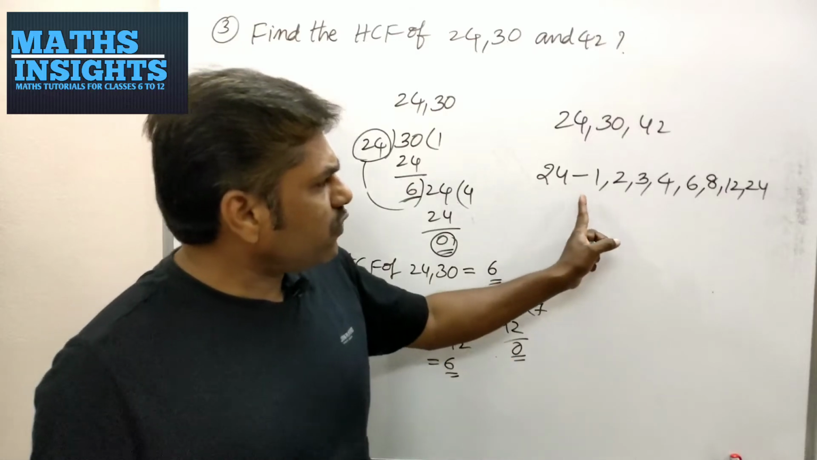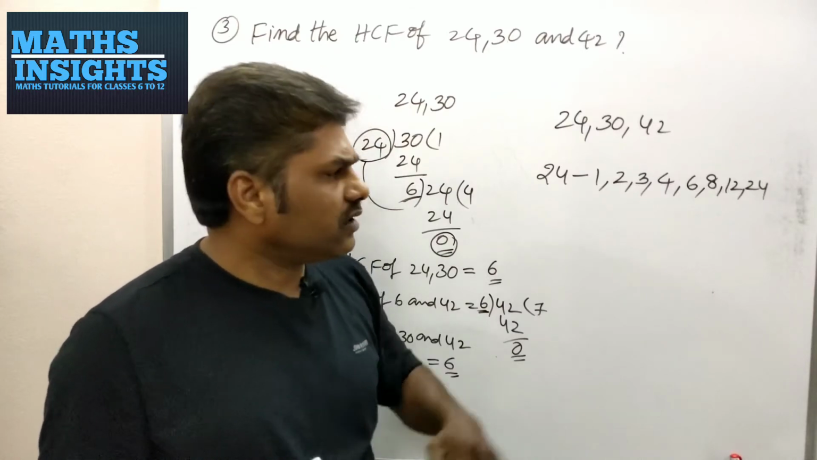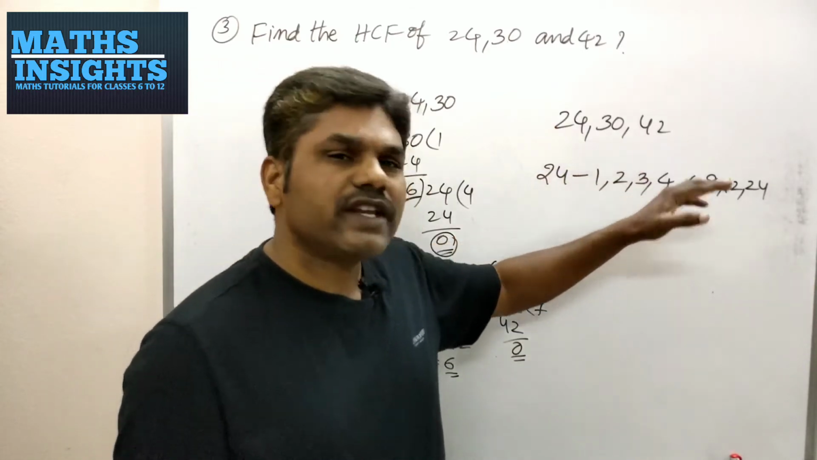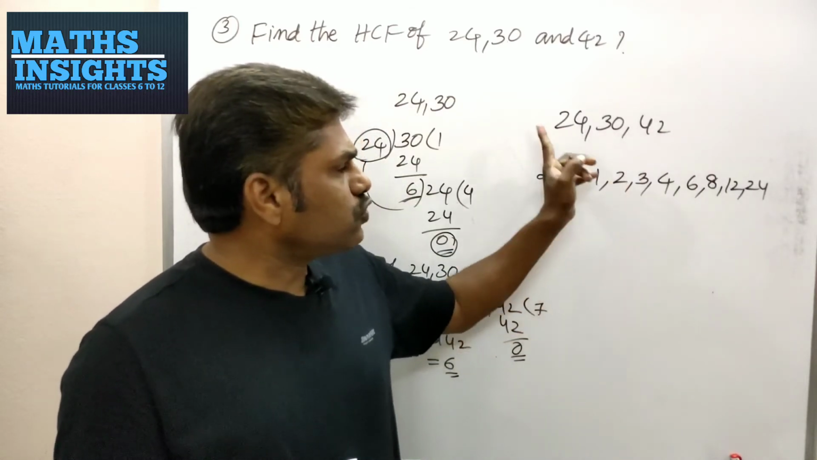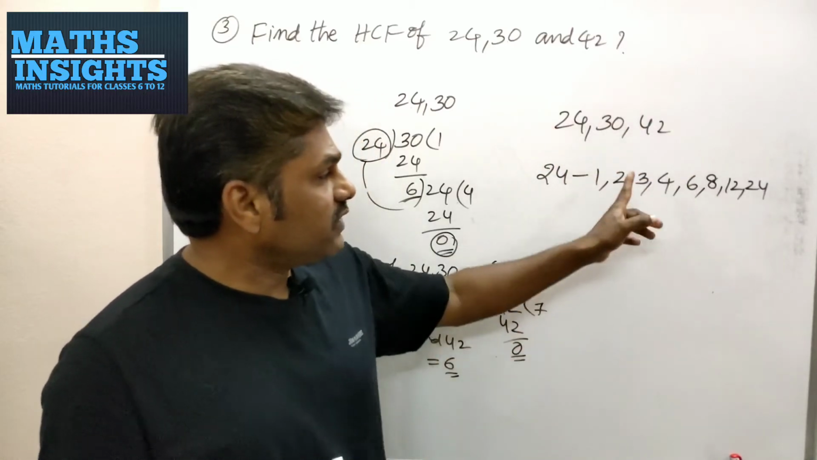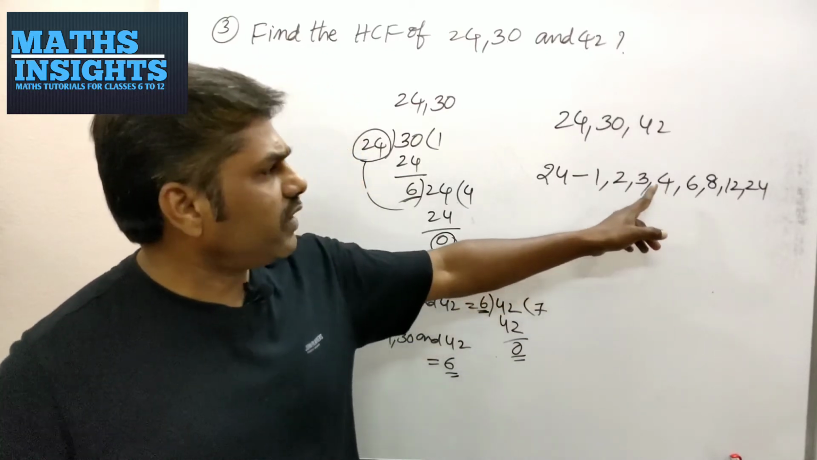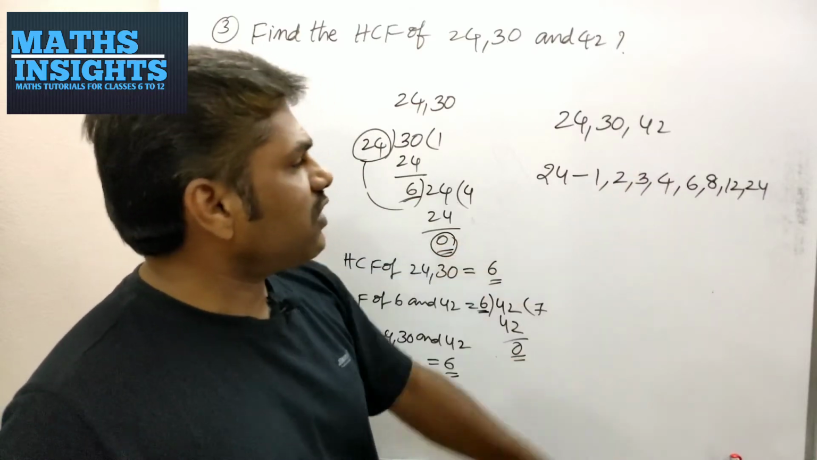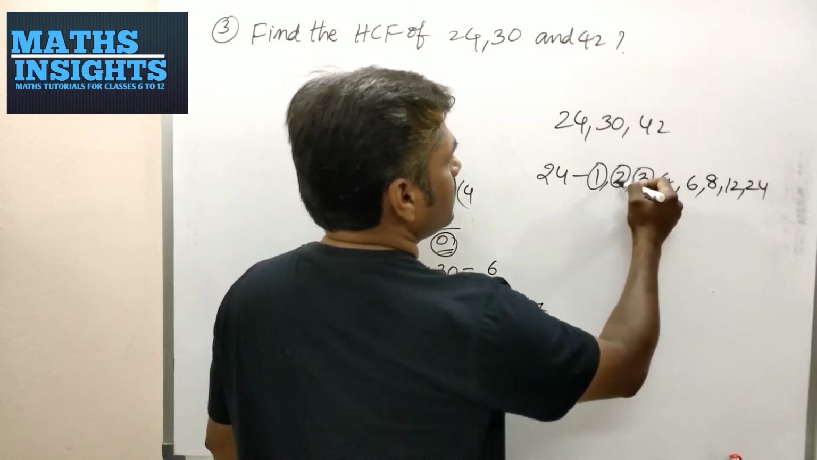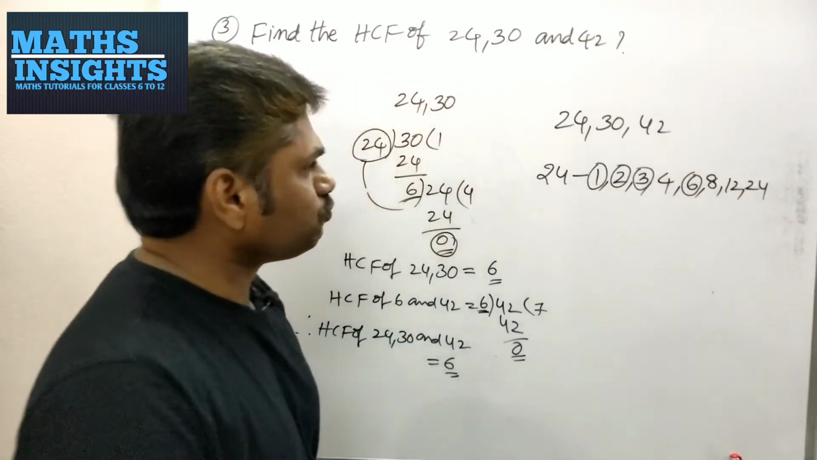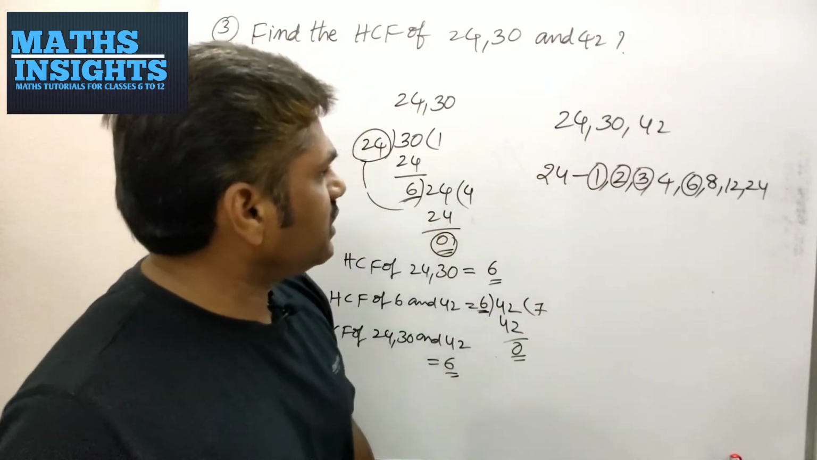See, you have to find the highest factor which divides the remaining two numbers. Why? Because with 1 you can divide all these numbers, with 2 you can divide all these numbers, with 3 you can divide all these numbers. With 4, can you divide? You cannot divide. That is not a common one. If you observe, the common factors are 1, 2, 3, and 6. 6 is also. Why? Because 6 4s are 24, 6 5s are 30, 6 7s are 42.